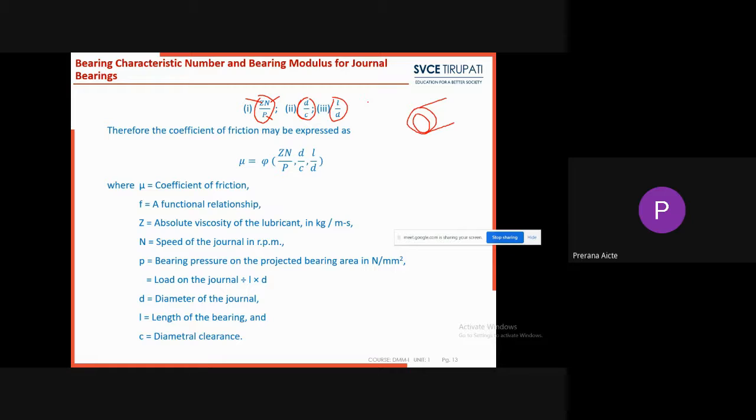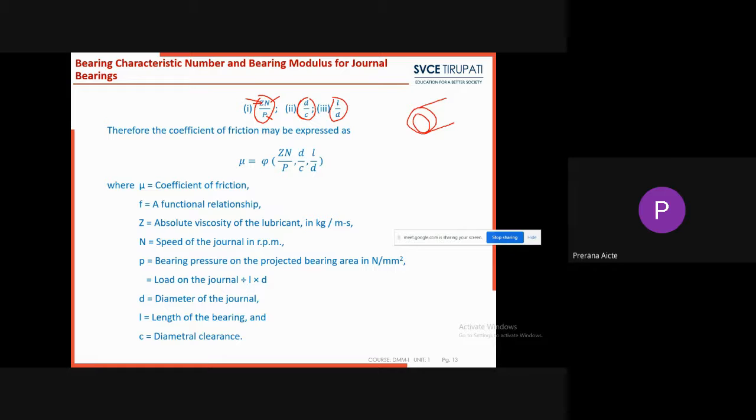Based on the application, we are going to take the values, then calculate the L by D value and D by C value. And finally, we're going to calculate the bearing number. That is ZN by P. What is ZN by P? Z is the viscosity value, N means speed of the journal, and P means bearing pressure.